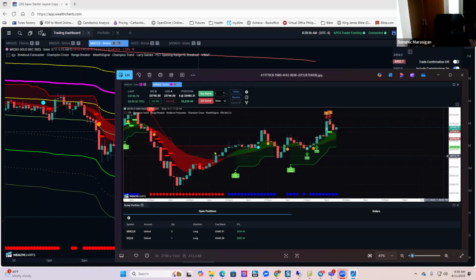Right here, we're already closed above the cloud. Do you see why? The body closed above. You have a wick up here. You would have entered right here. Stop would have been down here, and you would have hit your profit target.